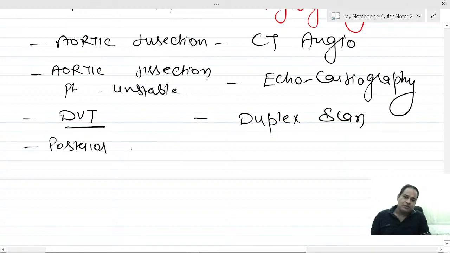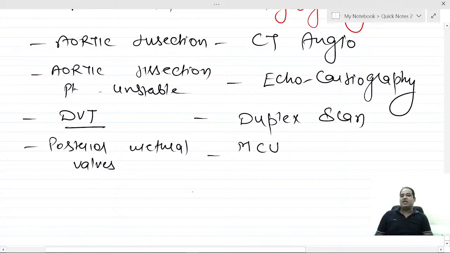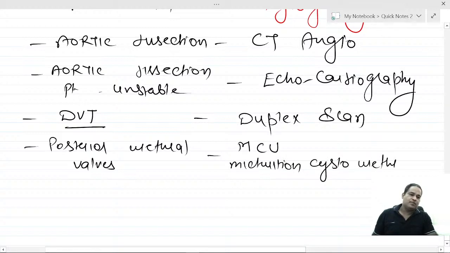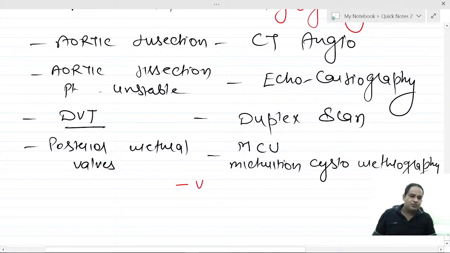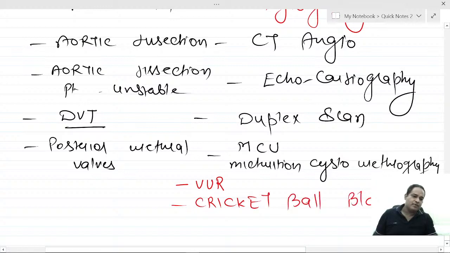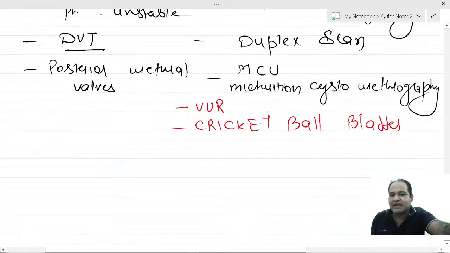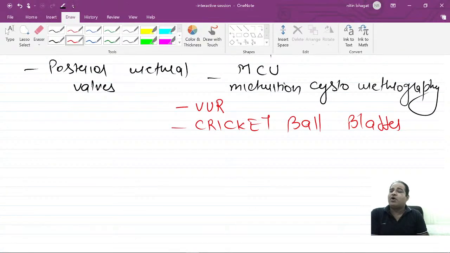Investigation of choice for posterior urethral valves will be MCU, micturating cystourethrography. So what will it show? It will show vesicoureteric reflux. It will show cricket ball bladder.